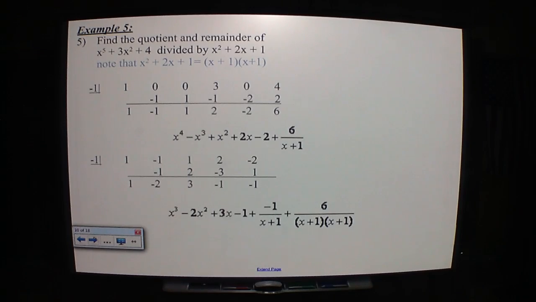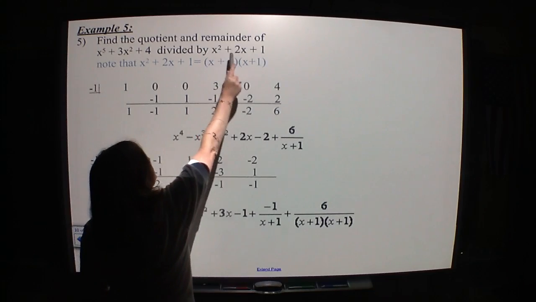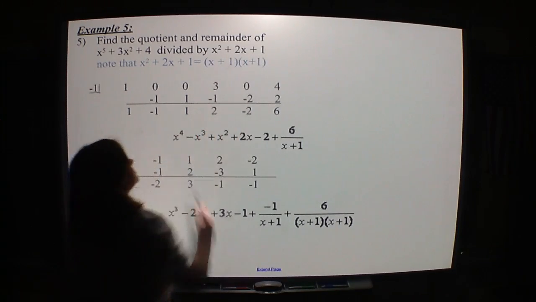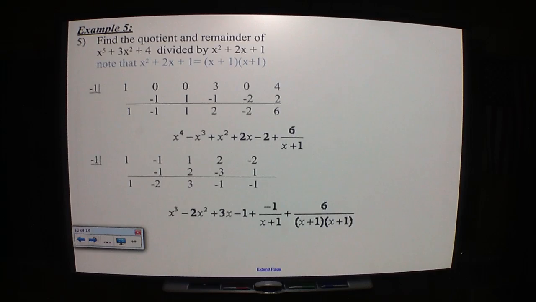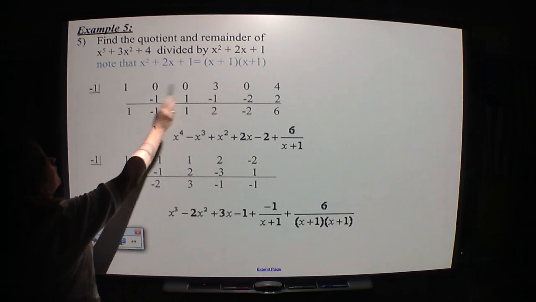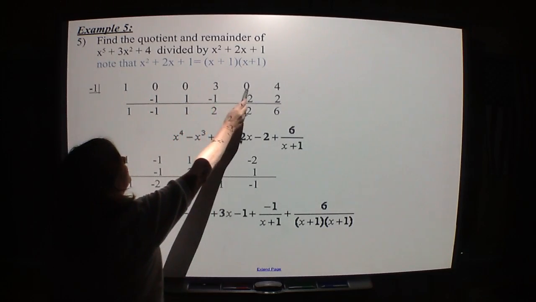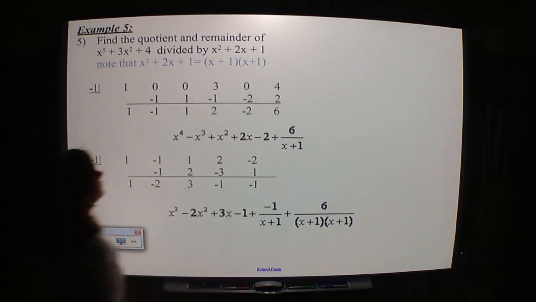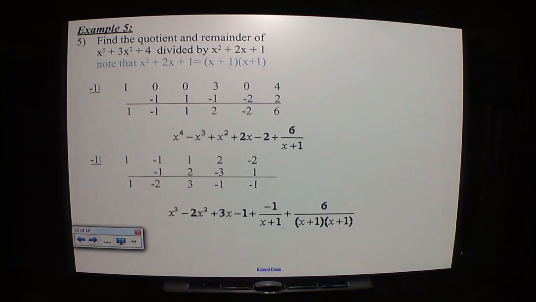synthetic division. And with synthetic division, I know that x squared plus 2x plus 1 factors into x plus 1 quantity squared, or x plus 1, x plus 1. So I can do synthetic division twice with negative 1. Here are my coefficients: x to the 5th, x to the 4th, x to the 3rd, x squared, the x coefficient, and the constant term. Notice zeros if I don't have the terms. And then do synthetic division, and you have this all on your notes printed out.